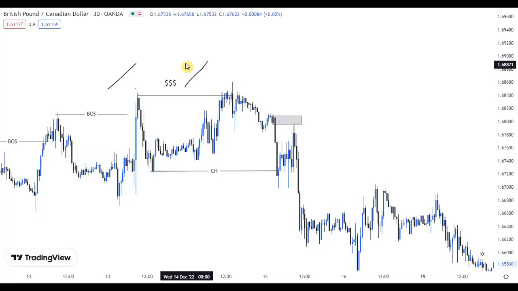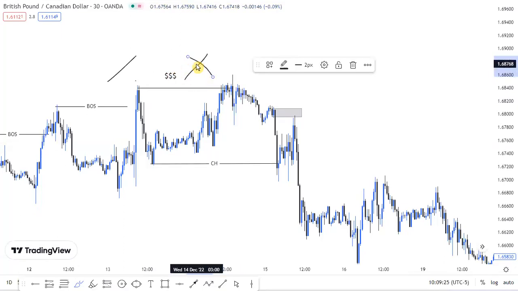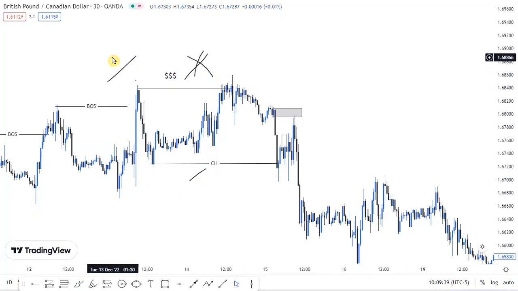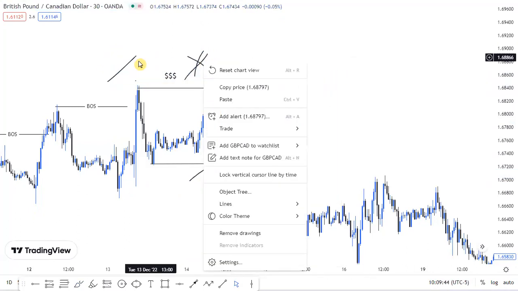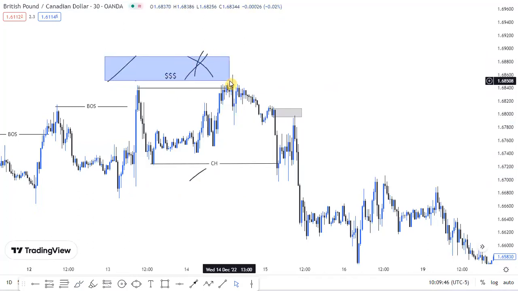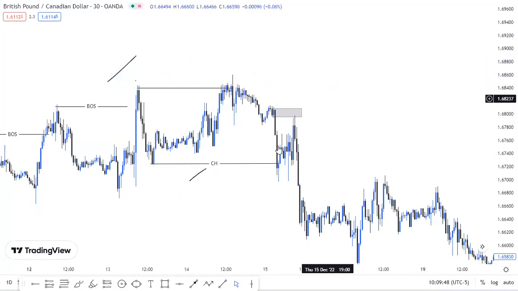After the market took out the stop losses within this area, which was more like a fake out, it came all the way down, then broke this low, which means the market has actually changed its direction. We had a change in character. So after the change in character, just give me a second, guys.